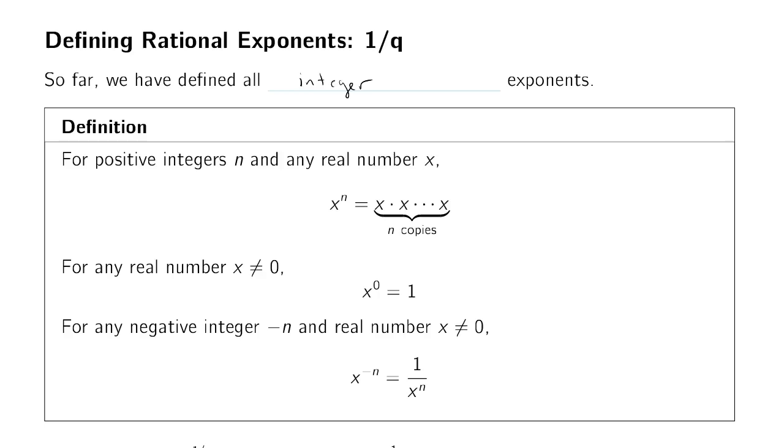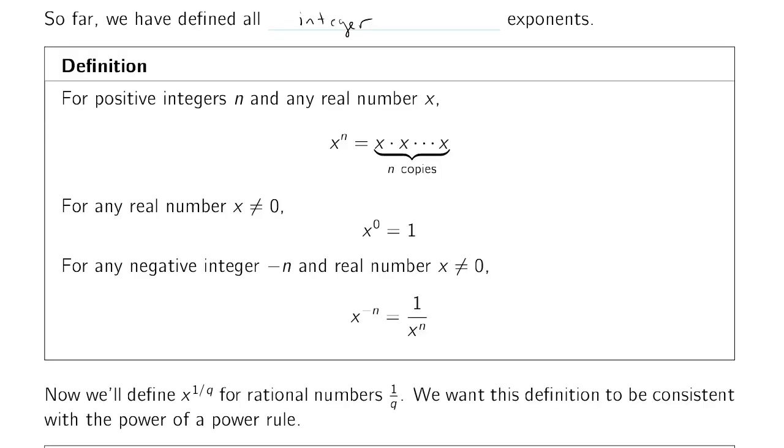And for any real number that's not 0, taking the negative n power means take the reciprocal of the n power. Next, we're going to define rational powers with numerator 1. Right, so x to the power 1 over q, for a fraction 1 over q, where q is a positive integer for now.